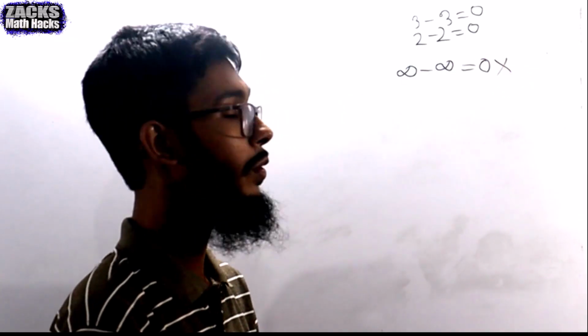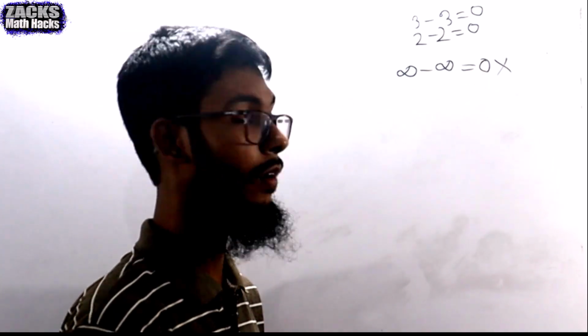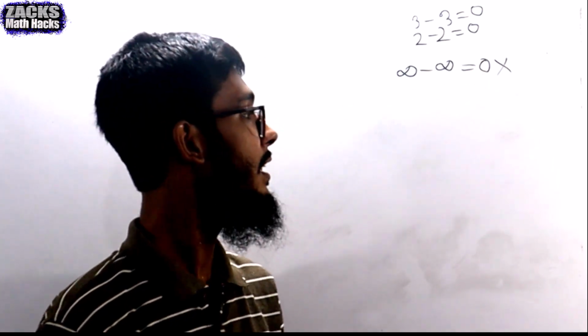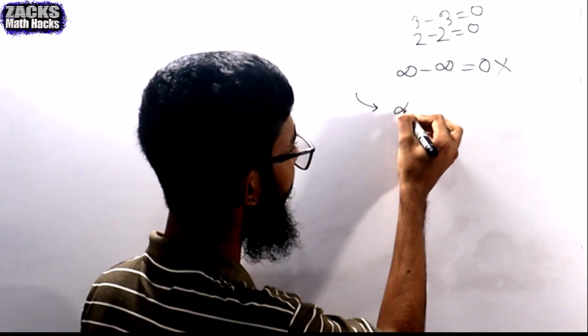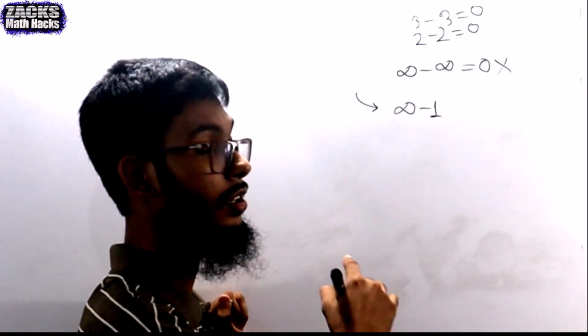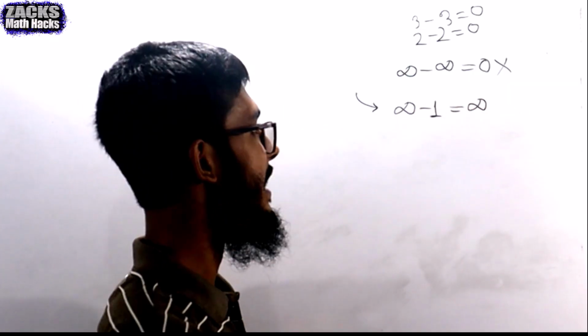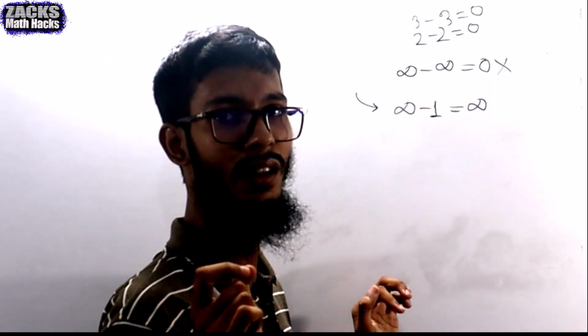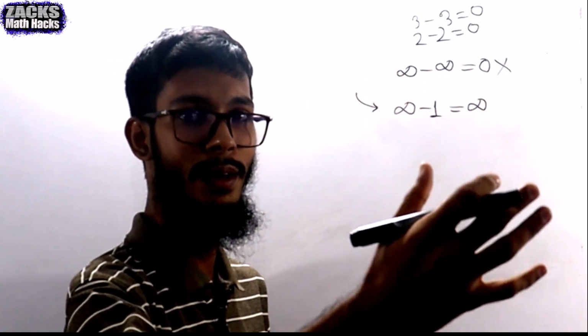Why is 0 not considered as the value or result? Okay, let me explain. Focus on this logic. For example, if I asked you what is the value of infinity minus 1, certainly you will reply infinity. It's quite common sense. You subtract a small number from a large number, what will be the result? Certainly the large number only.